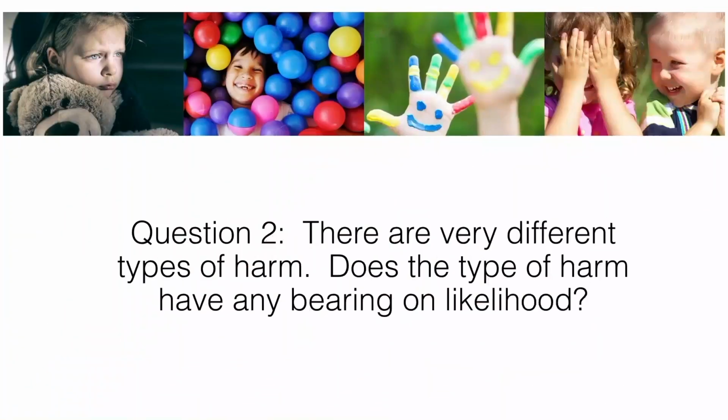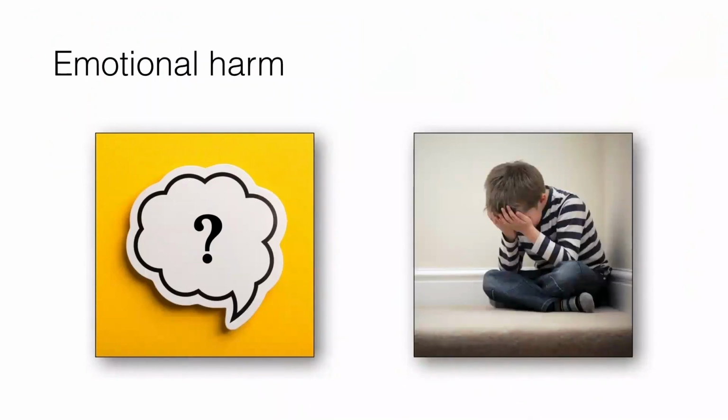There are very different types of harm. Does the type of harm have any bearing on likelihood? Yes, it does. Case law in particular focuses on psychological or emotional harm as a contrast to other types of harm such as abuse or neglect. If likelihood is only about future prediction, what I mean is that this feared emotional harm hasn't yet happened or been proved in the past. Then courts have considered this.